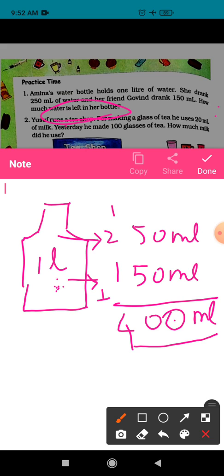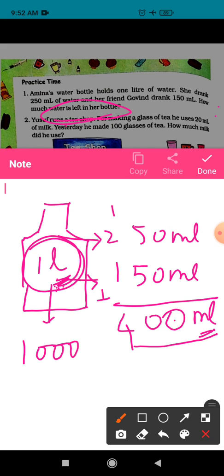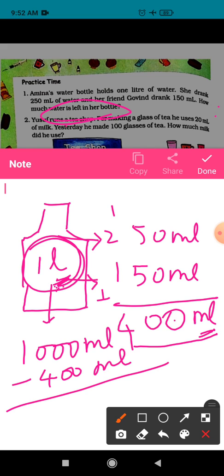Children, we cannot subtract 400 ml from 1 liter because here you can see there are two different units. So what will we do first? I will convert this liter into milliliter. As you all know, 1 liter is equal to 1000 milliliter. Now we can subtract 400 milliliter easily. When we subtract 400 from 1000, 0 minus 0, 0, 0 minus 0, 0, 10 minus 4, 600 ml of water is left in the bottle.